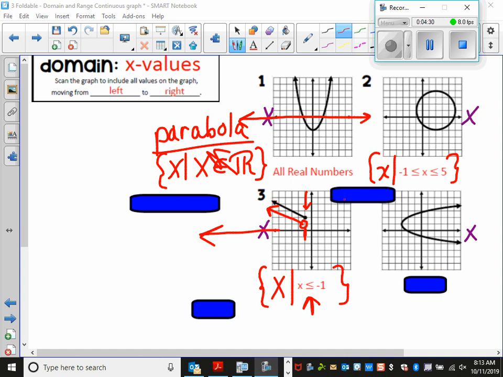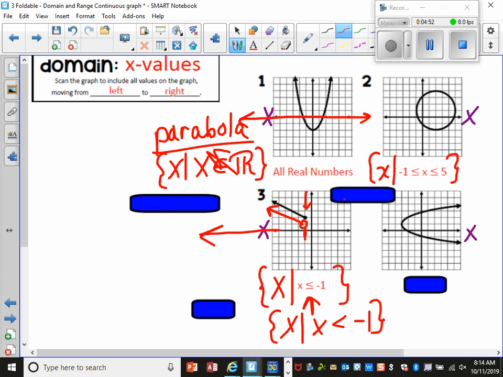Let me stress this point: if this dot had been open, we would have just had X such that X is less than -1. We would not have put the equal sign. Because in the original problem the dot is closed, that's why we have the equal sign.